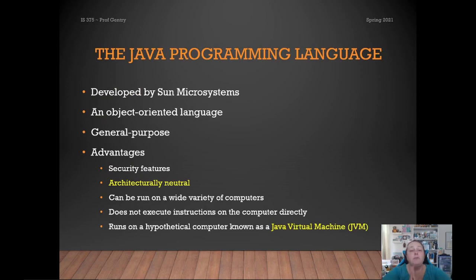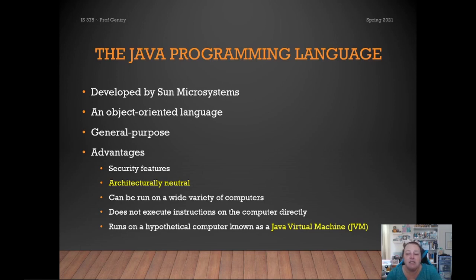So those are a bunch of terms and vocabulary that are programming generic. So let's move on to Java, because that's what we want to know about. The Java programming language was developed by Sun Microsystems. It was first developed as an object-oriented programming language for general purpose use.